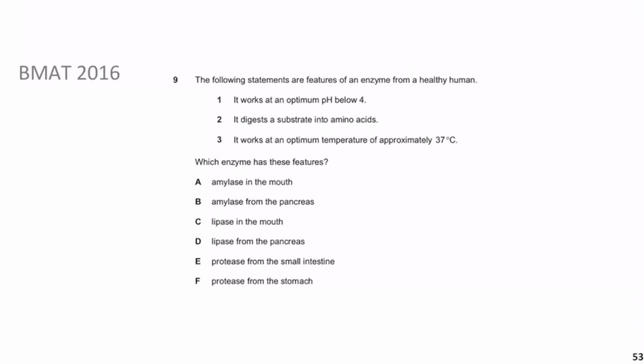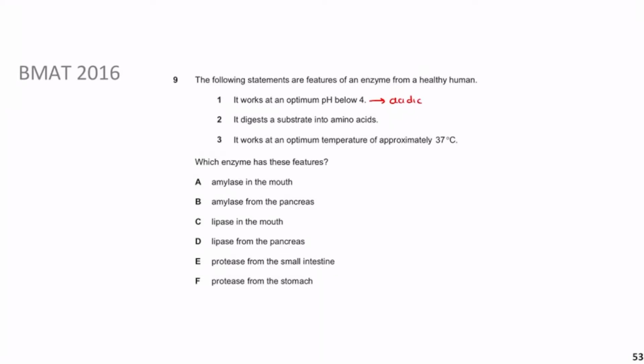Okay, guys, let's look at this question. It says the following statements are features of an enzyme from a healthy human. Okay, and then it's saying it works at an optimum pH below 4. Right. So what is this? Remember, 7 is neutral. So if it works at a pH below 4, that means this enzyme works well in acidic conditions.